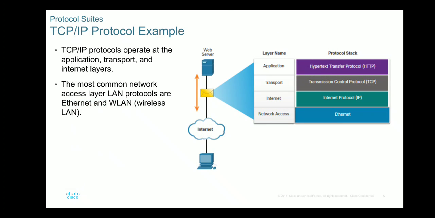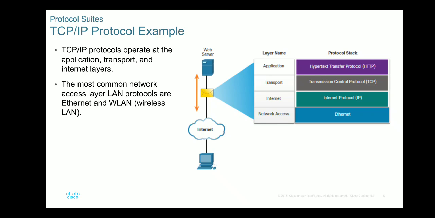So, TCP/IP protocol example. If you see the TCP/IP protocol, there are 4 layers: application layer, transport layer, internet layer, network access layer. This TCP/IP protocol operates at the application layer, transport layer and internet layer. If you see these 4 layers, each layer has its own unique protocols. The same protocol is not available in all the 4 layers. Unique protocols are available in all 4 layers.